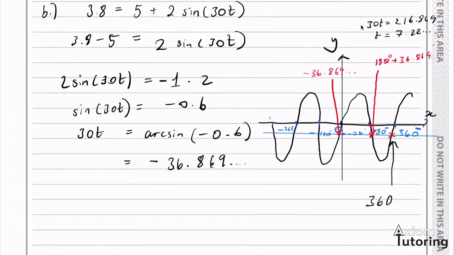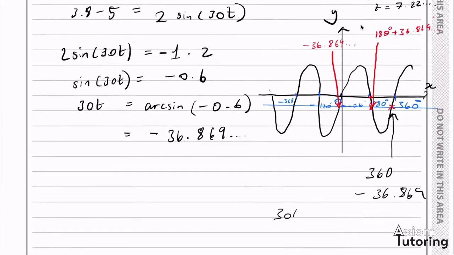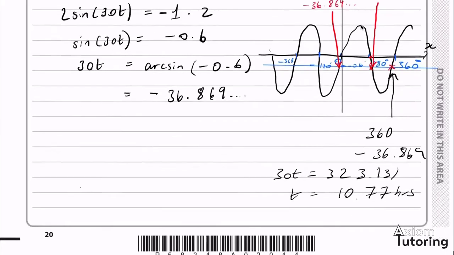And that's going to be 360 minus 36.869. And so we'll get 30t equals 360 minus 36.869. So that's going to be 323.131. Dividing that by 30, we get 10.77 hours after midnight. Therefore, our time will be 10:46, because that's 0.771, it's roughly 10.77, and that's going to be around 10:46 a.m.